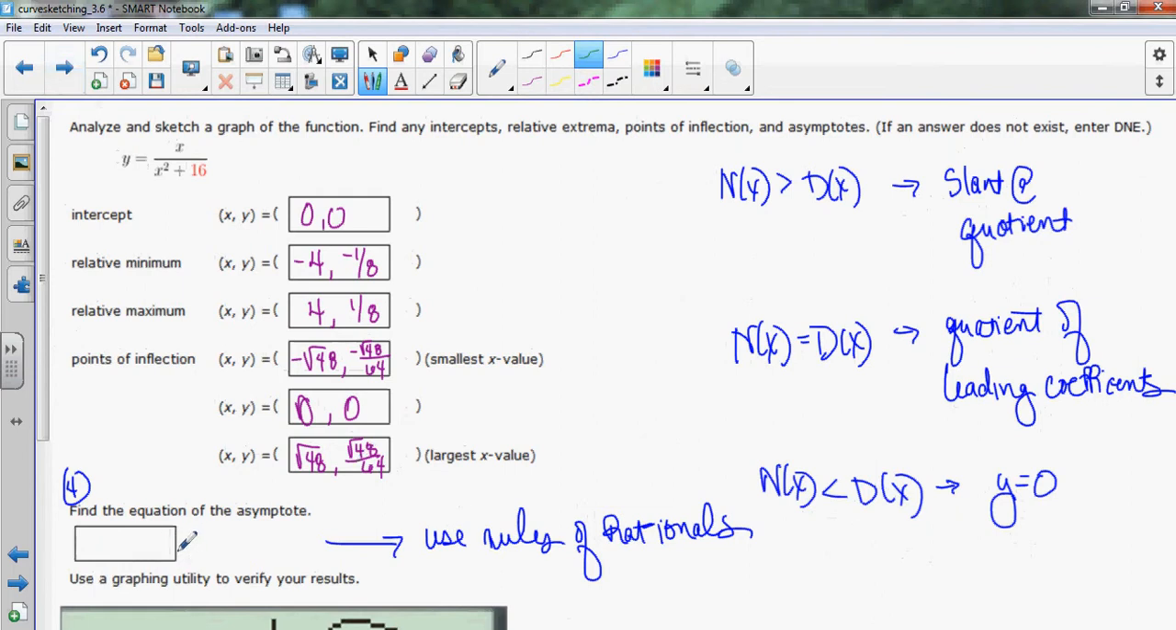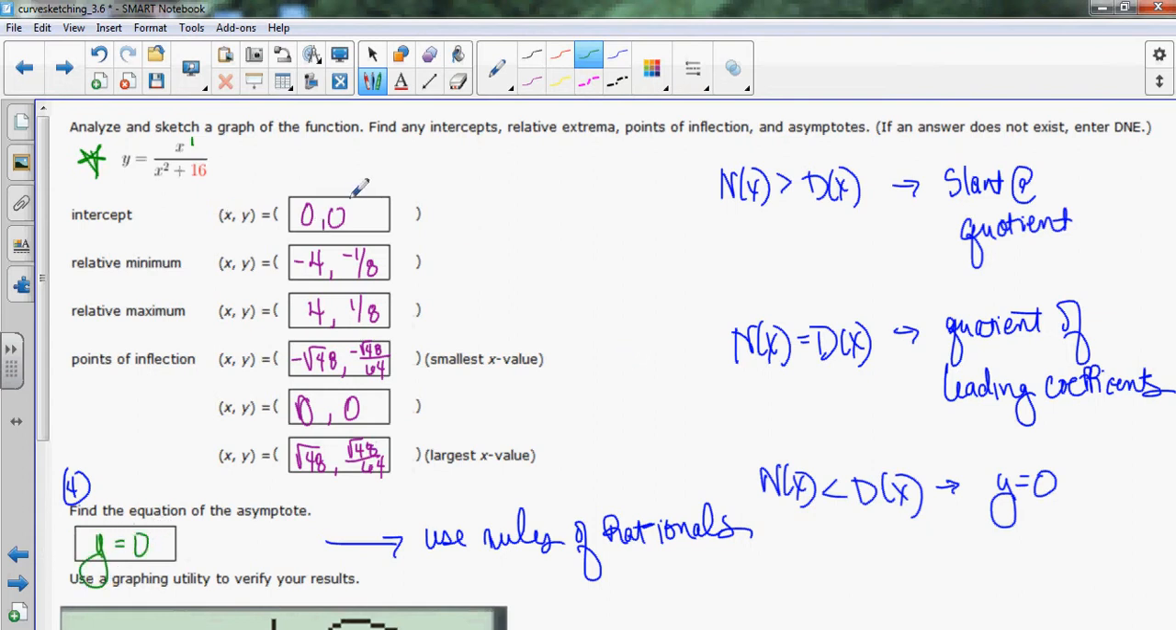For the asymptote, we're going to have to only look at my f of x and use my 3 rules. So for this one, my numerator degree is a 1 and my denominator is a 2. So my numerator degree is less than my denominator degree. So when you have that, you're automatically at y equals 0.